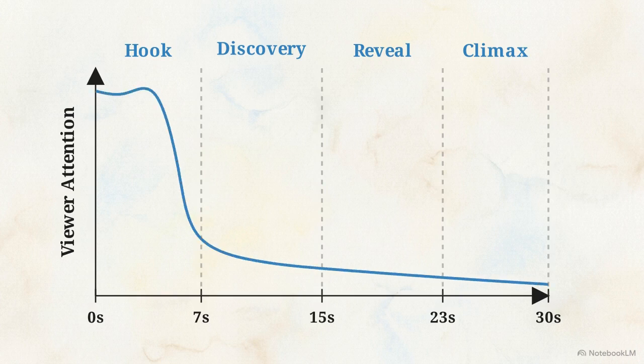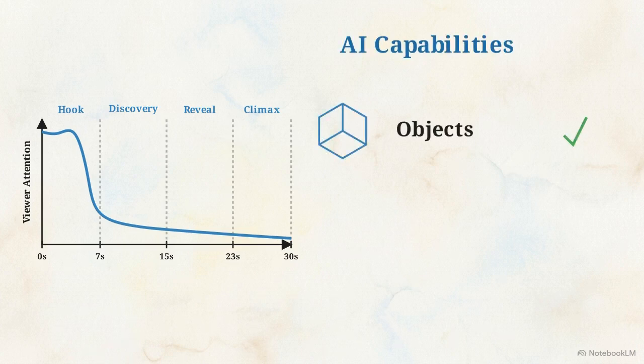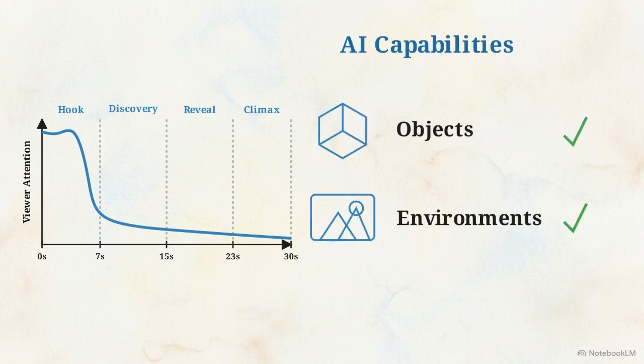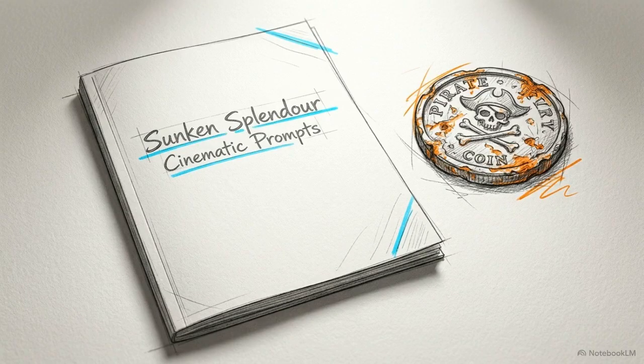While the initial image is impressive, the attention metric shows how quickly the video loses its grip on a viewer without a change in the narrative. That drop-off illustrates a gap in how current AI models function. They are built to render objects and environments, but they do not possess an internal logic for pacing or building tension.